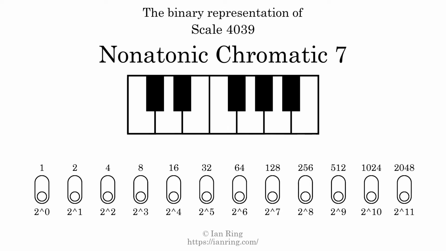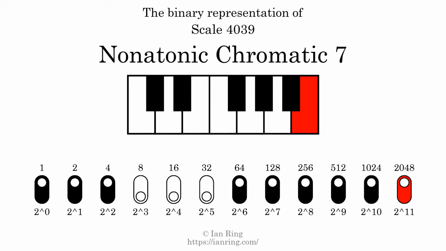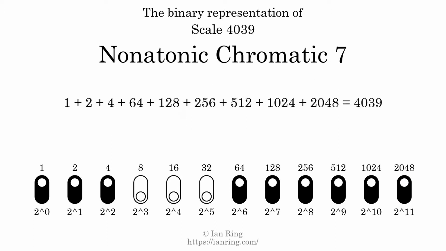The binary representation of this scale is determined by mapping tones of the scale to binary digits. Each binary digit represents a power of 2. To get the scale number, we add the powers of 2 together. The powers of 2 that are present in the scale, all added together, equals 4039. That is why the scale number, in decimal, is 4039.